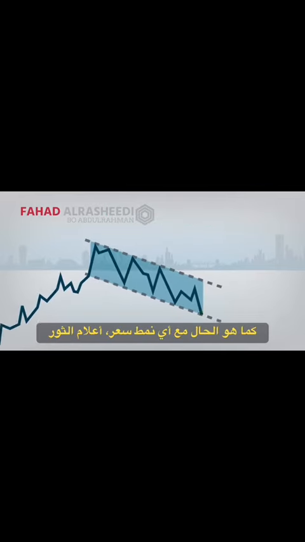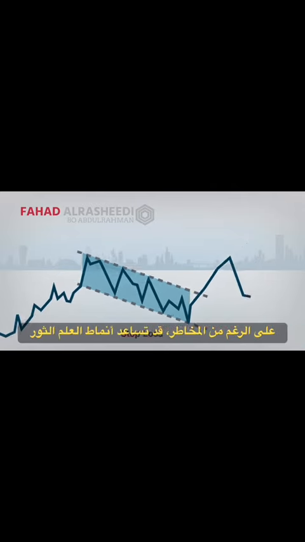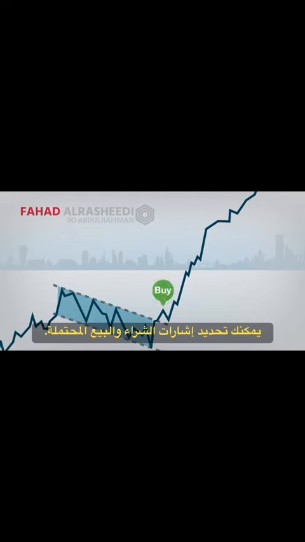As with any price pattern, bull flags aren't guaranteed to break out as expected. There is a risk the stock's price could fall through support instead of reaching its price target. For this reason, investors can set a stop loss to try to prevent further losses in case the price doesn't continue upward. Despite the risks, bull flag patterns may help you identify potential buy and sell signals.